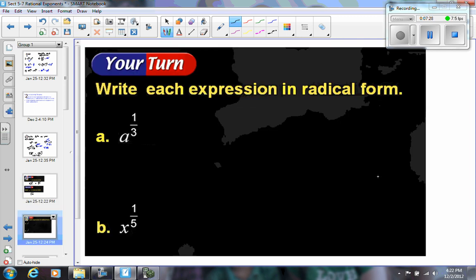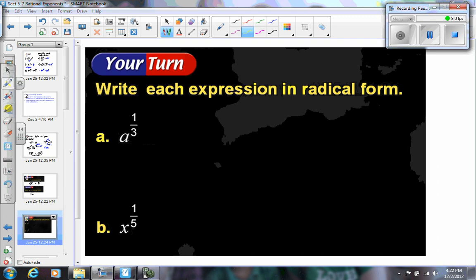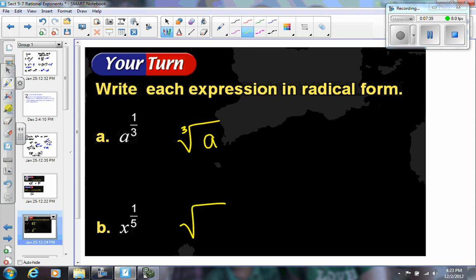All right, why don't you try these two? So a cube root would look like this, the cube root of a, and a 5th root of x. Those would be radical form.